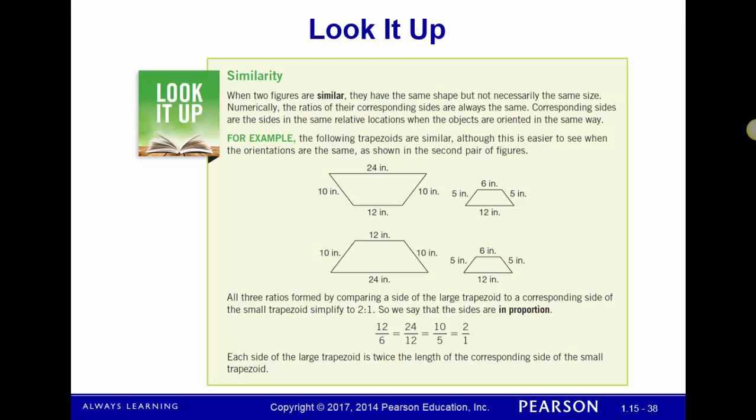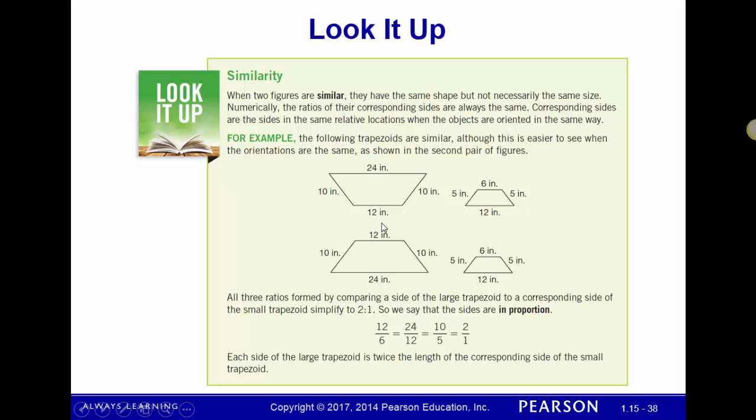And then the last concept in this section is what we call similar figures. If two figures are similar, they have the same shape but not necessarily the same size, but the ratios of the corresponding sides are the same. So if we look at, and these are oriented in a different fashion, so I just wanted to show that to you. This one's kind of flipped when we go to the other one here. But all the ratios are going to be the same.